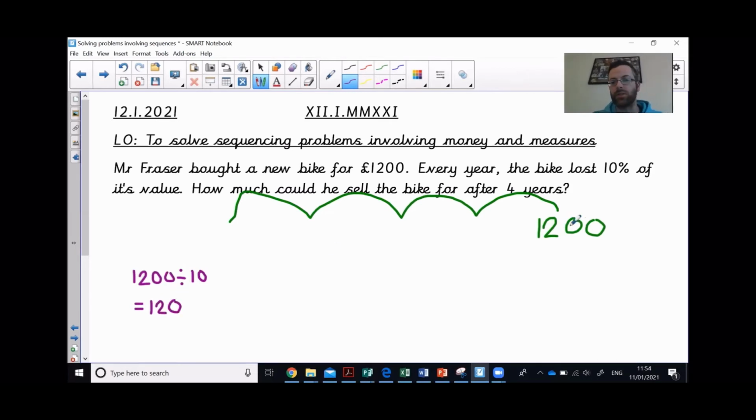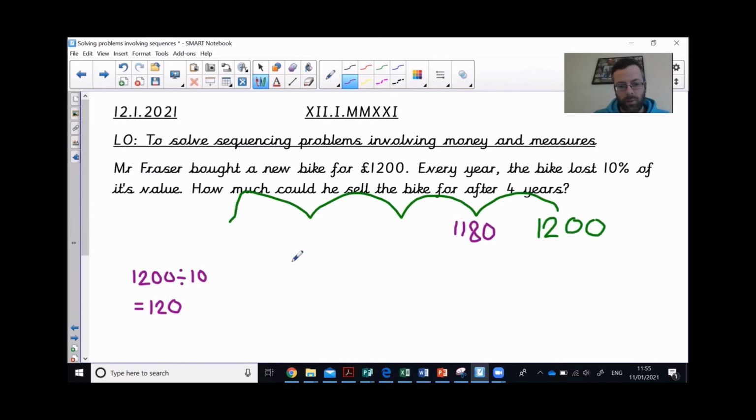So 1,200 take away 100 is 1,100. Take away another 20 is 1,180. Now, I can't just take away another 120 because 120 was 10% of this. I now need to find 10% of this. Okay, and this is the mistake that lots of people make. This is a question that you get near the end of study, probably on Go.